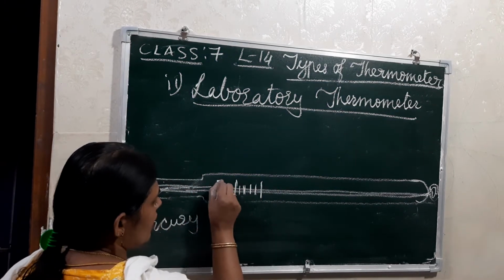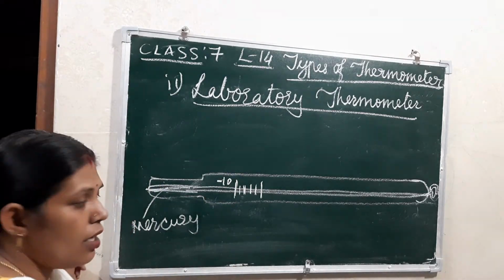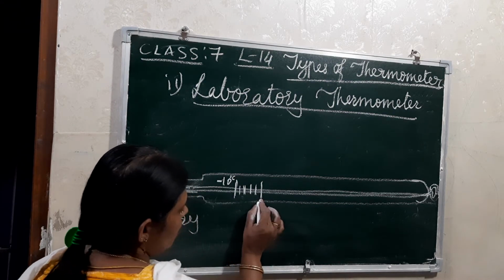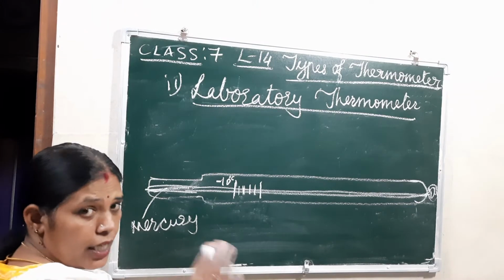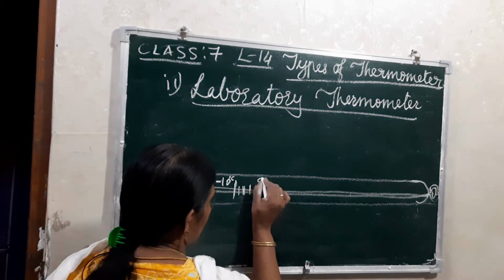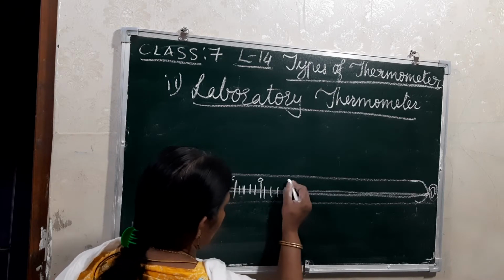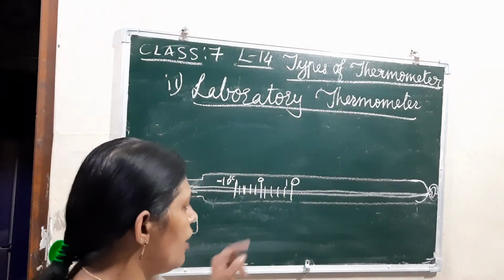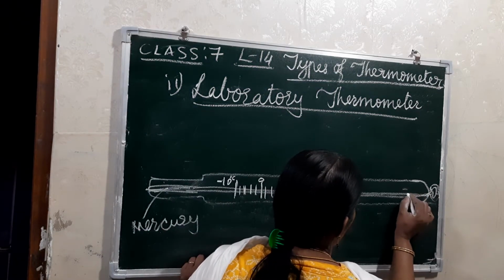Here it starts from minus 10 degrees Celsius. Counting 1, 2, 3, 4, 5, the fifth one means 10 degrees, so it will be 0. Then again 1, 2, 3, 4, 5, and here it comes to 10 degrees. So here minus 10, here 10. In this way it will reach up to 110.